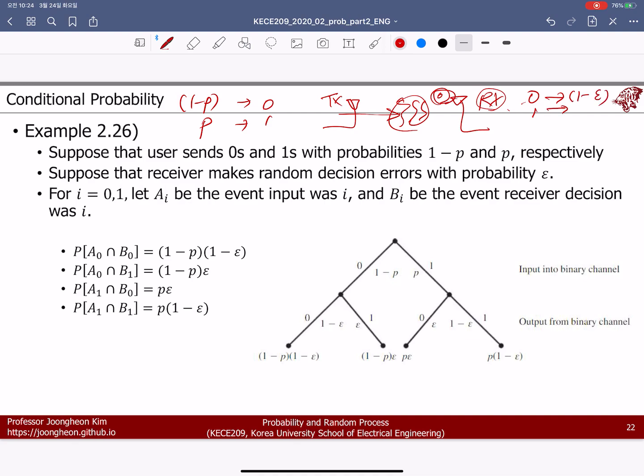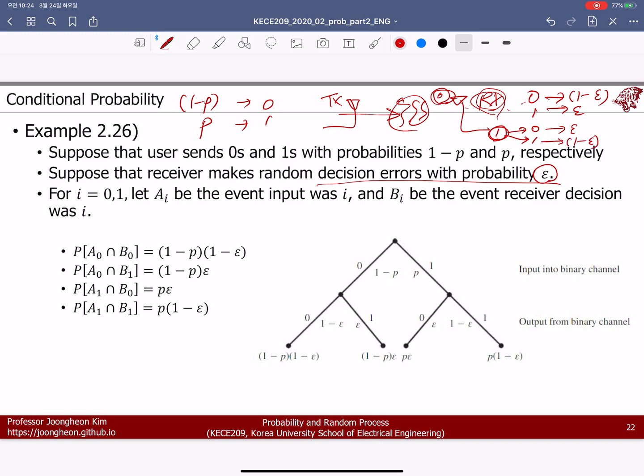The error decision will be epsilon. Decision error with probability epsilon. Okay. So once the receiver received 1, the Rx can say that this is 0 by mistake, a decision error with probability epsilon, or it can correctly say that this is 1 with the probability of 1 minus epsilon.